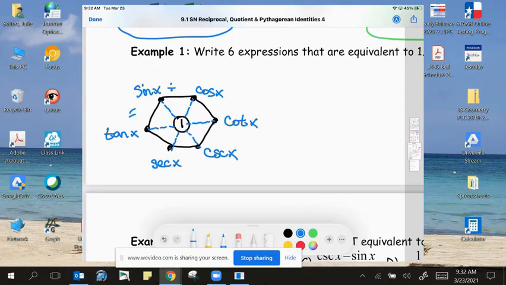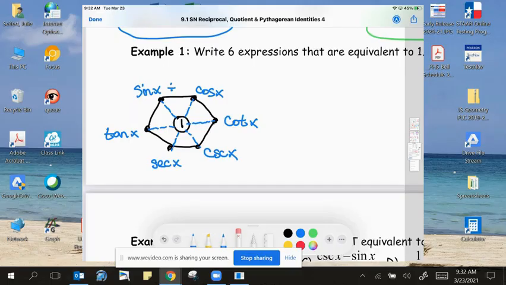Okay? Now, the beauty of this is it takes one fact to remember how to do this. Tangent x equals sine x over cosine x. Then you just need to know the reciprocals. Put the reciprocals straight across the hexagon from its original function.